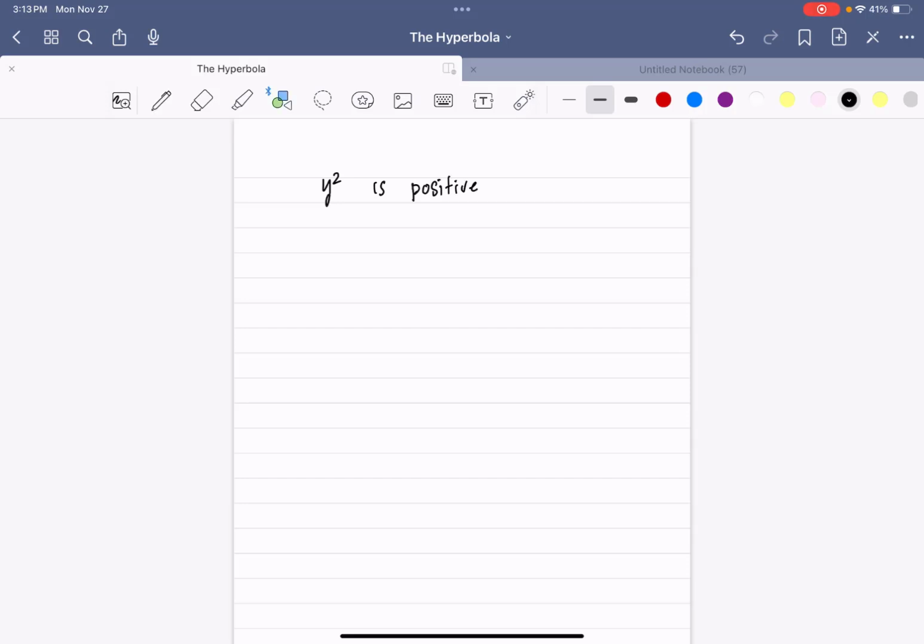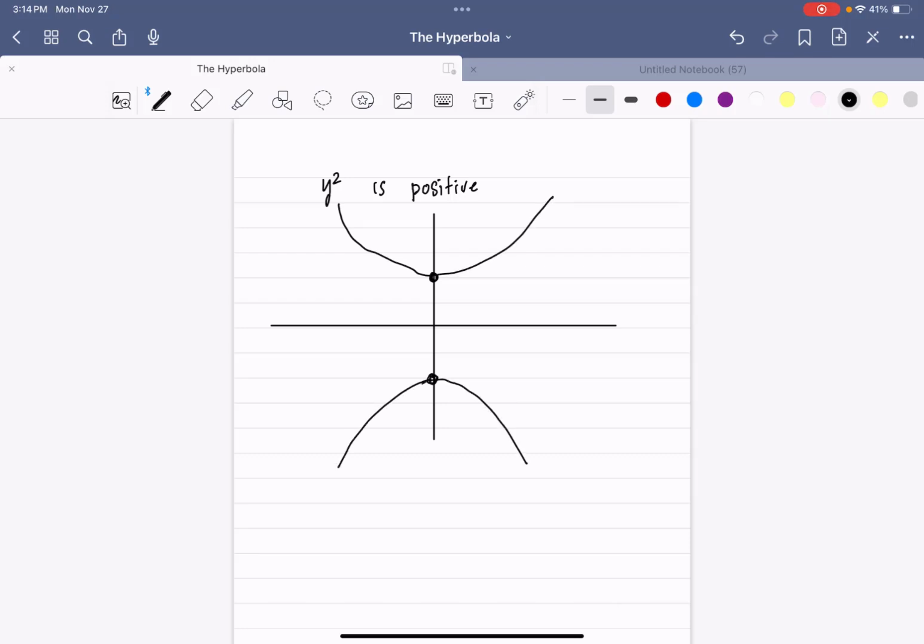But by identifying what a transverse axis looks like, when y squared is positive, your vertices will be on the y-axis, and your hyperbola will look something like this. Y squared is positive, so the y-axis is the transverse axis. Now remember, it's a vertical line, so its equation is x equals 0.